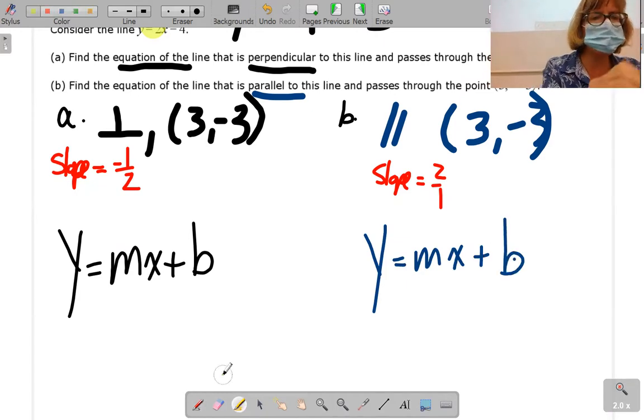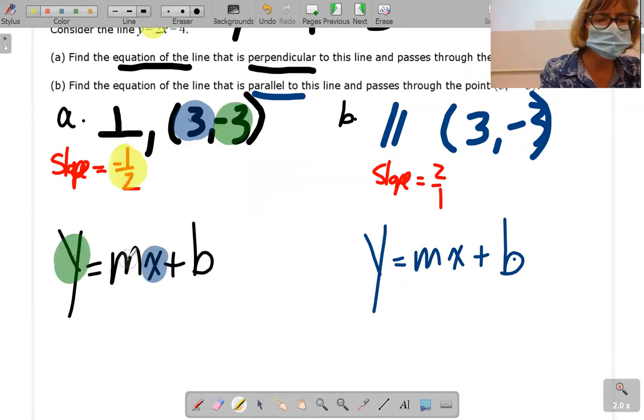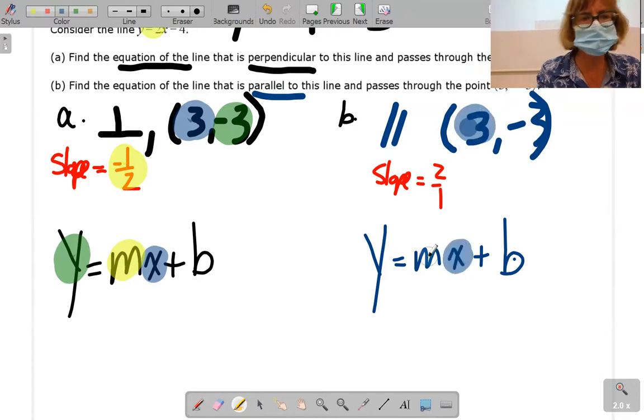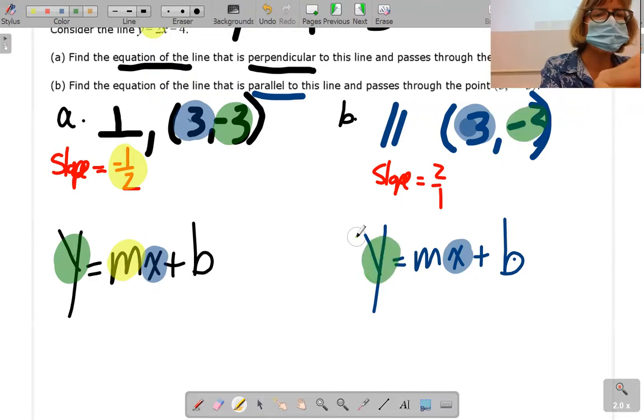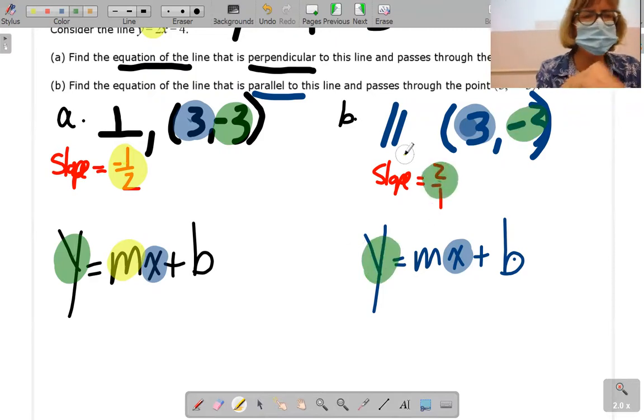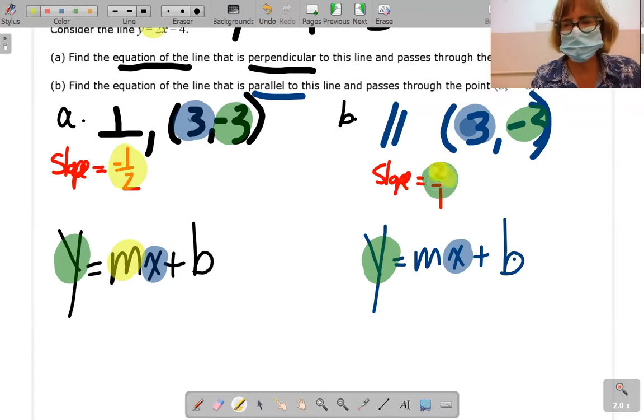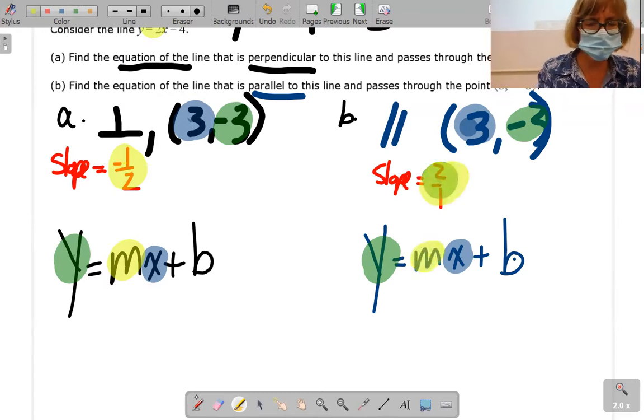So I'm going to color code this for you for both of them. That 3 is your x. It's going to go right there. That -3 is the y. And the -1/2 is the slope. Over here, the 3 is still the x. The -3 is the y. And 2 over 1 is your slope. You plug it in.